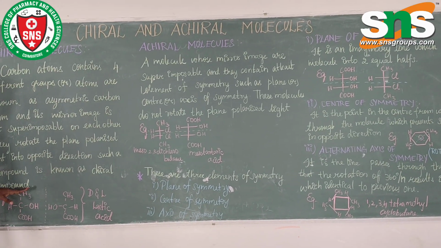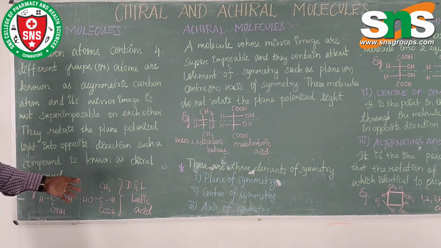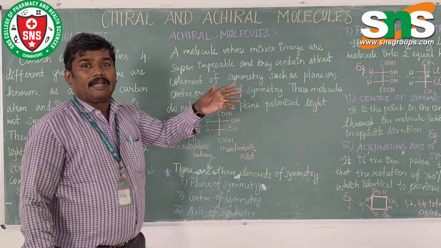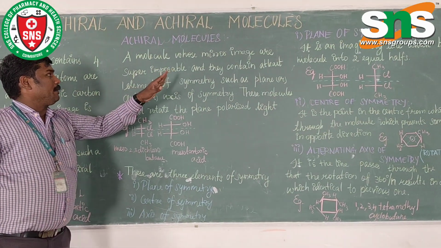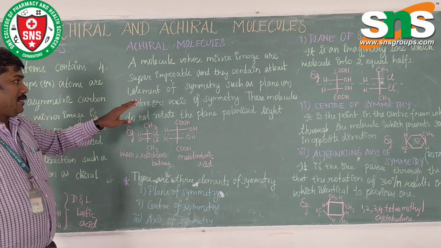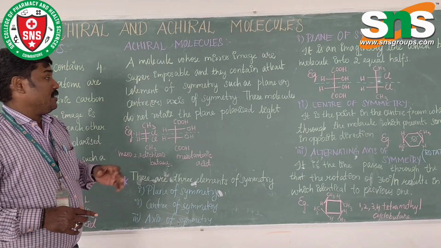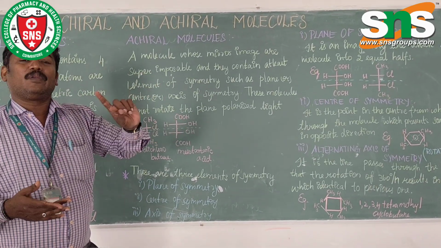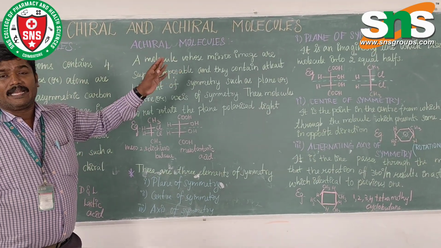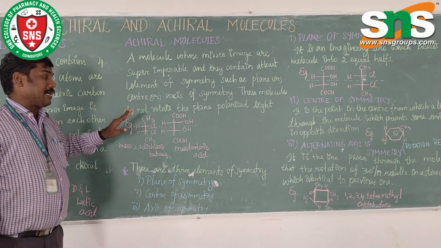So four different groups or atoms are attached and they are not superimposable mirror images. They rotate the plane polarized light in the opposite direction. They are called chiral molecules. So what are achiral molecules? A molecule whose mirror images are superimposable and which contains at least one element of symmetry, that is plane of symmetry, center of symmetry or alternating axis of symmetry. If it has any one of these symmetries, such a molecule is known as an achiral molecule. Even though four different groups or atoms are attached, they are called achiral molecules.